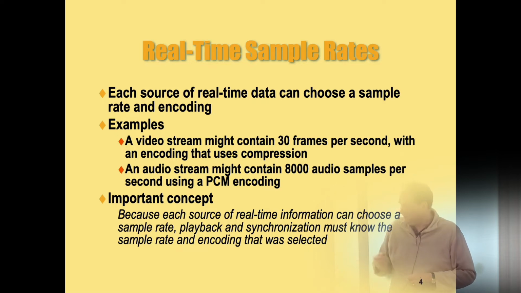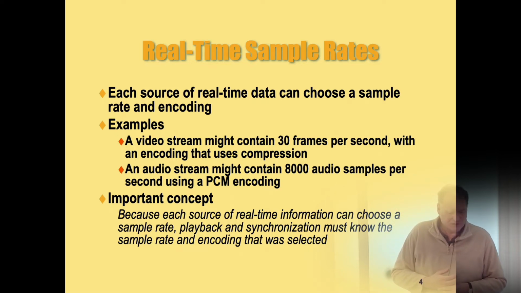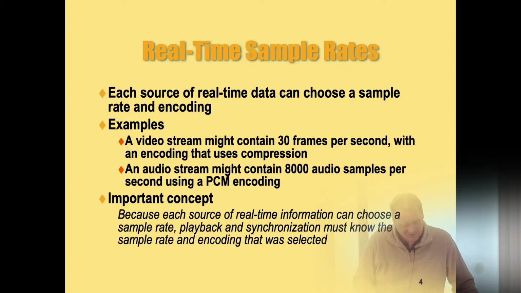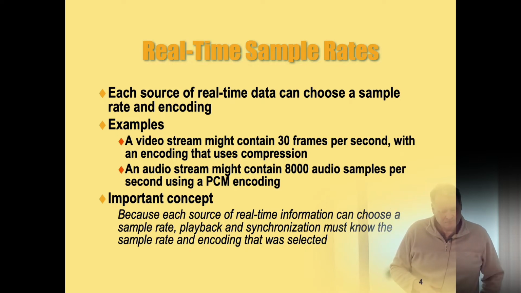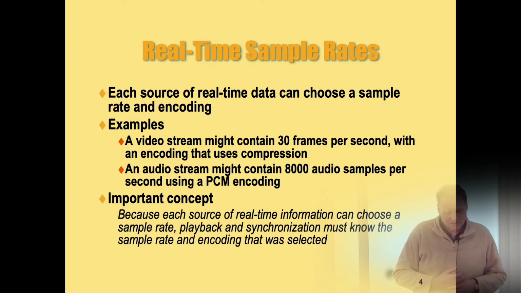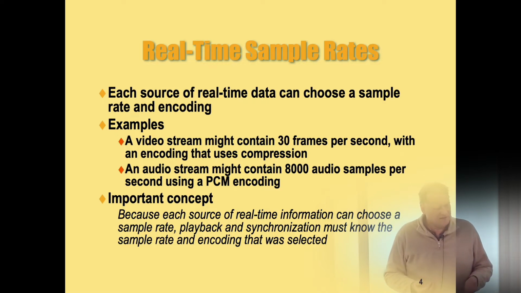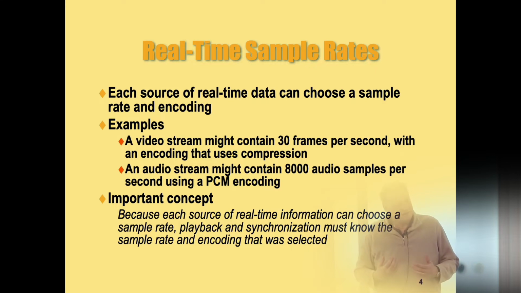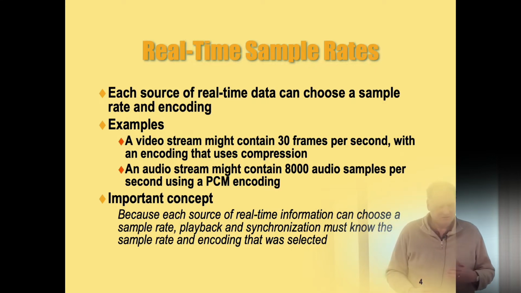And then at the same time, we might have an audio stream with 8,000 samples per second. Now they need to be synchronized because they do not have the same sample rate, and they still need to be synchronized in order to be relevant when we play them back. So we need to be able to handle different encodings, and we need to be able to synchronize them, even if they are done differently.